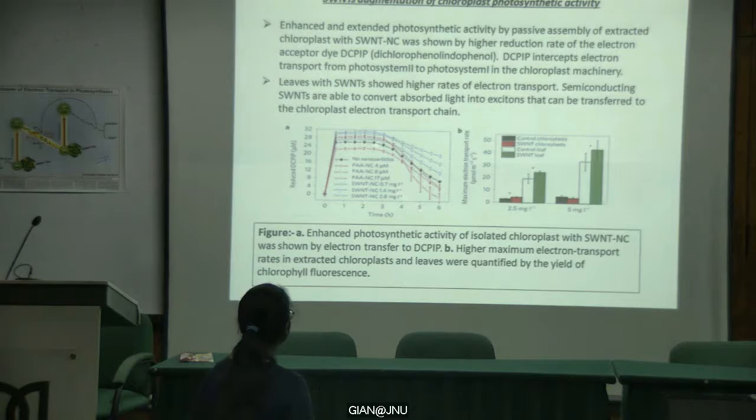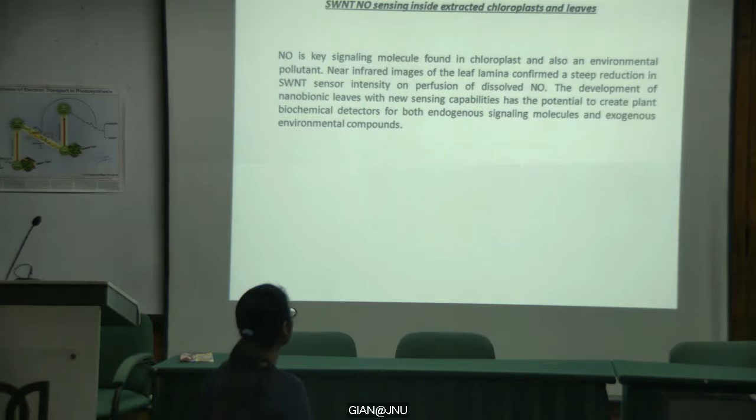And this single wall nanotube can also be used as a biosensor. And nitric oxide is a key signaling molecule found in chloroplast and also in environmental pollutants. So, near infrared images of the leaf lamina show the quick reduction in single wall nanotube sensor intensity on perfusion of dissolved nitric oxide. The development of nanobionic leaves with new sensing capabilities has the potential to create plant biochemical detectors for both individual signaling molecules and cellular environmental problems.